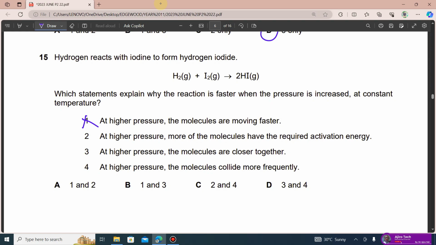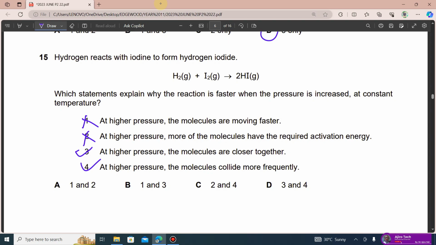The molecules are very close together. Now the next point says at higher pressure, more of the molecules have the required activation energy. The third point says at higher pressure, the molecules are closer together. Okay, this is correct. At higher pressure, the molecules collide more frequently. This is also correct.